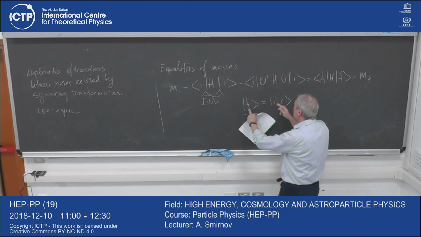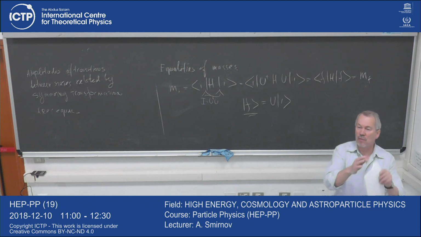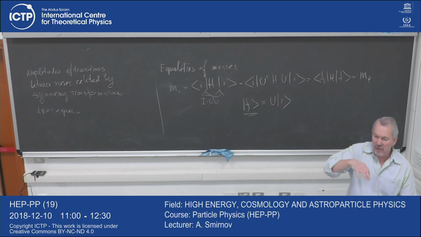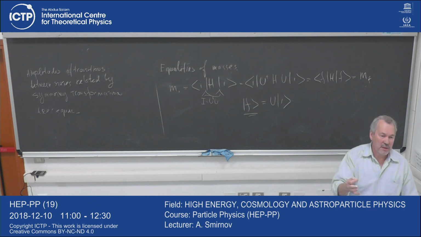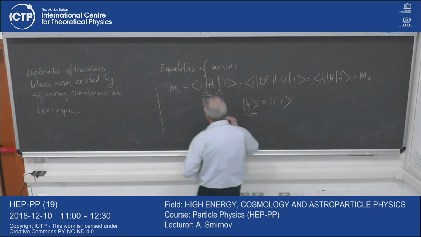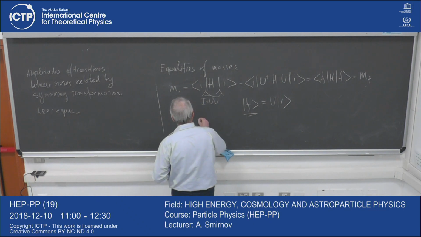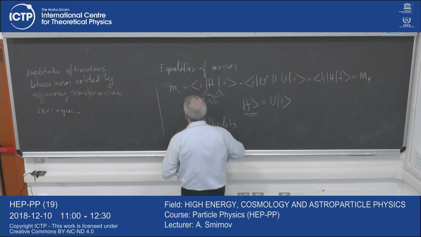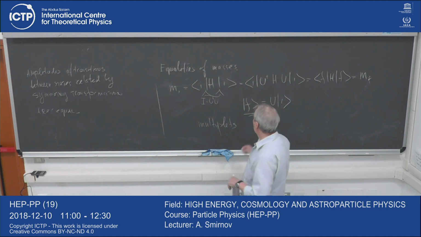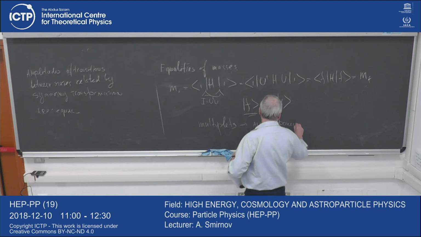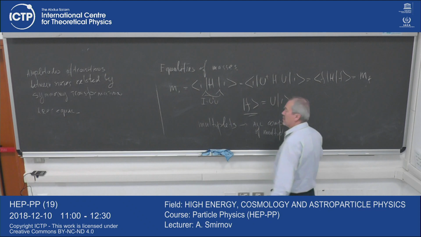So the states which are connected by symmetry transformation form multiplets, which I have discussed already, like the isospin doublet, where proton and neutron can be transformed one into another by doing a transformation. So all these particles, the states which are connected by symmetry transformations, form multiplets, transformed under a certain representation of the symmetry group, and therefore all the components of the multiplet should have equal masses.